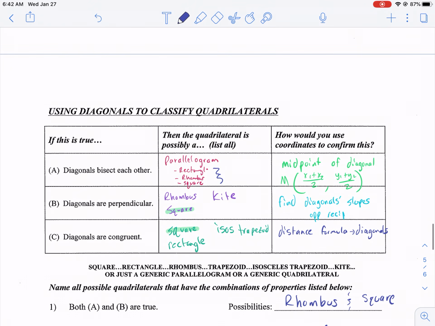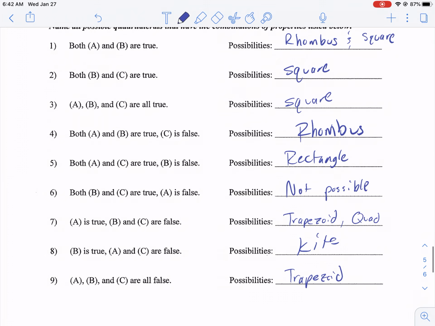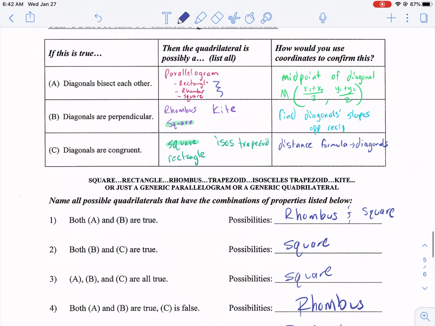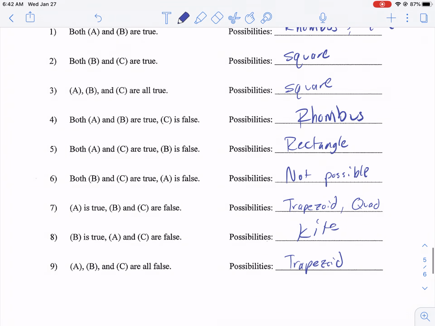A is true for the first one. Diagonals bisect each other. I don't think A is true, B and C are false. Diagonals bisect each other. Oh, that's parallelogram. Sorry. I don't know why I put trapezoid or quad. I must have just been misreading this. I apologize. So this one, parallelogram. That's the only generic parallelogram. This is trapezoid or a quad.